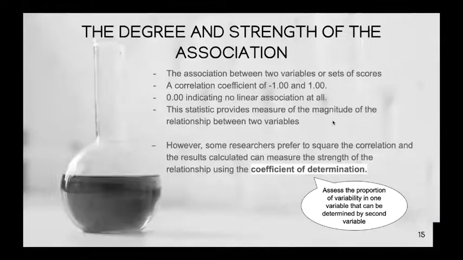Okay, so this is the degree and strength of the association. Degree of association means the association between two variables or sets of scores. The correlation coefficient ranges between negative 1.00 and positive 1.00, with 0.00 indicating no linear association at all. The statistic provides a measure of the magnitude of the relationship between two variables. However, some researchers prefer to square the correlation, and the result can measure the strength of the relationship using the coefficient of determination, which assesses the proportion of variability in one variable that can be determined by the second variable.